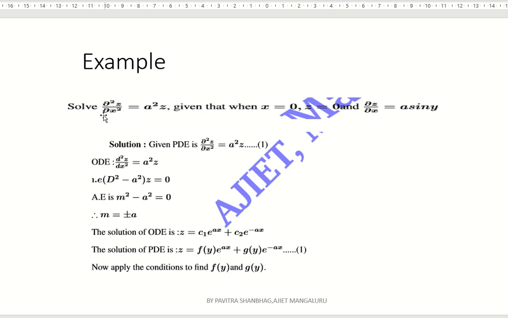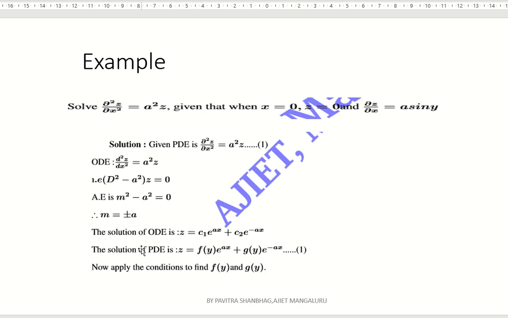Now first, once again, you have to check that z is a function of the single variable x only. So the given PDE can be written in the form d²z/dx² = a²z, or (D² - a²)z = 0, or m² - a² = 0, or m = ±a. So the roots are real and different. So what is the solution of this? z = c1 e^ax + c2 e^-ax, because we have to write z in terms of x. Now this is the solution we obtained for the ODE.